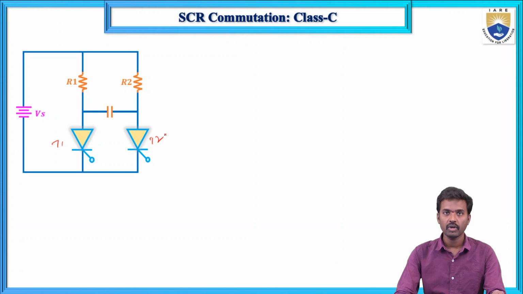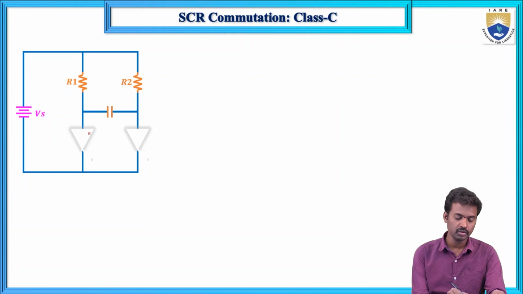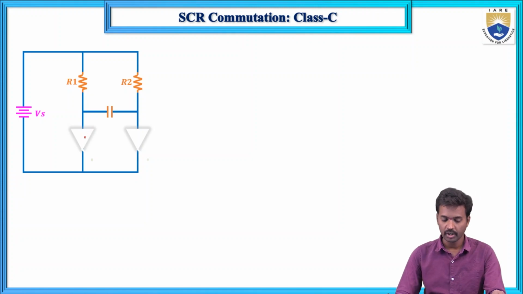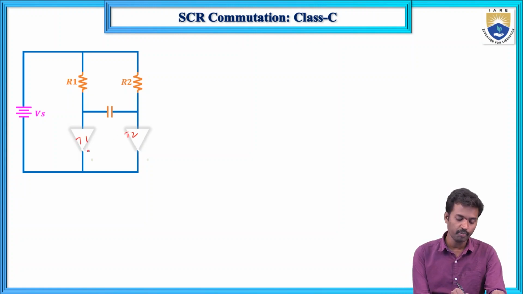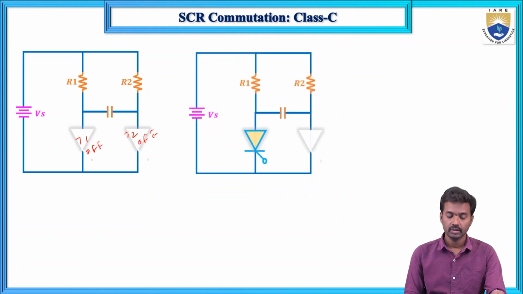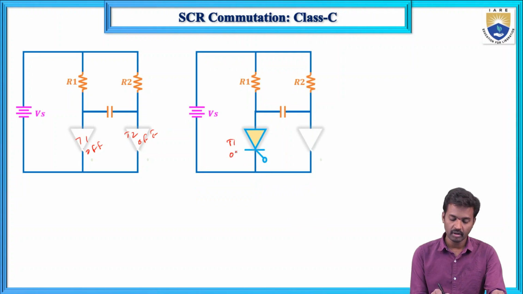First, both thyristors are turned off. Two thyristors in off mode means the switch is open circuit, and turn on means the switch is short circuit. Now the two thyristors T1 and T2 are in off position. Now turn on T1, and T2 is off.